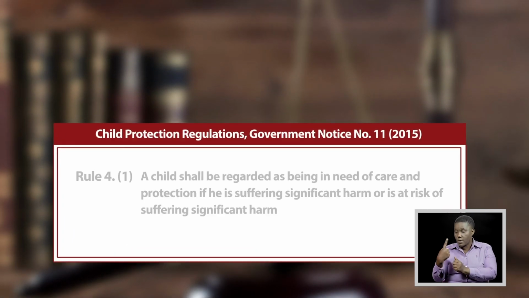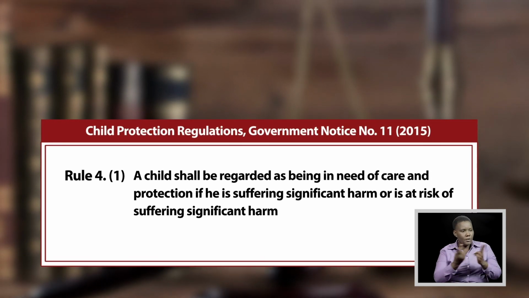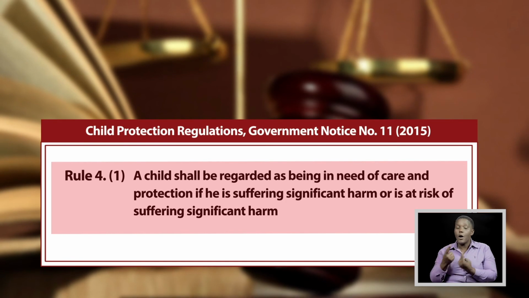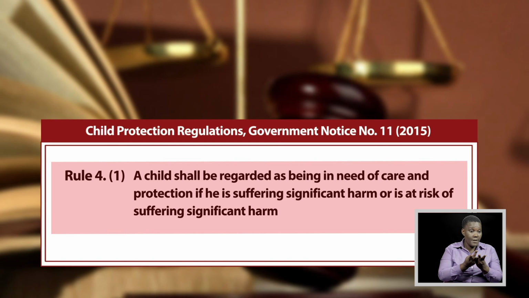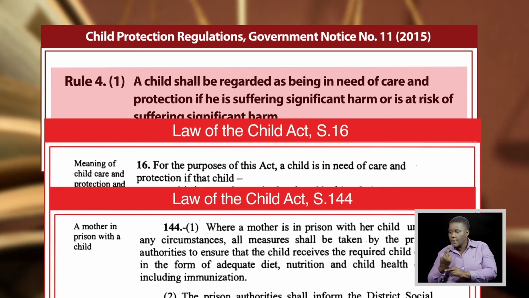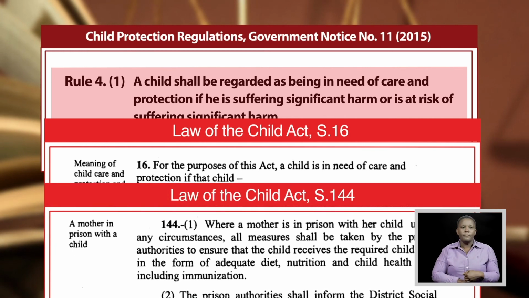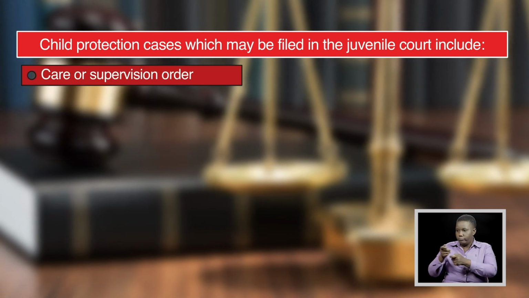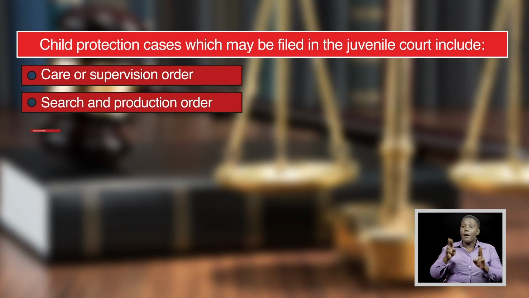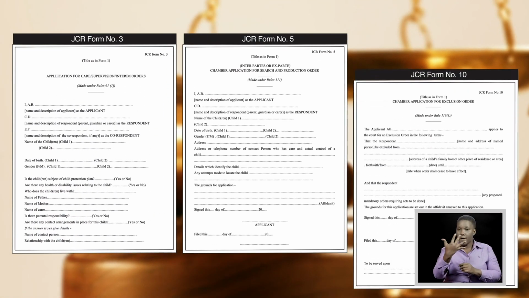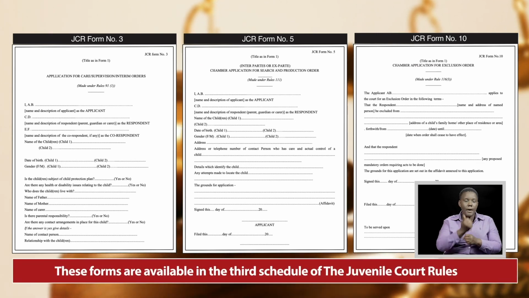Child Protection Applications. The Child Protection Regulations, Government Notice Number 11 of 2015, define a child in need of protection. Under Rule 4, Sub-Rule 1, a child shall be regarded as being in need of care and protection if he is suffering significant harm or is at risk of suffering significant harm, and one or more of the circumstances contained in Section 16 or Section 144 of the Law of the Child Act, Cap 13, Revised Edition 2019, applies. Child protection cases which may be filed in the juvenile court include care or supervision order, search and production order, and exclusion order. These applications are lodged by filling in forms number 3, 5, and 10 respectively. These forms are available in the third schedule of the Juvenile Court Rules.